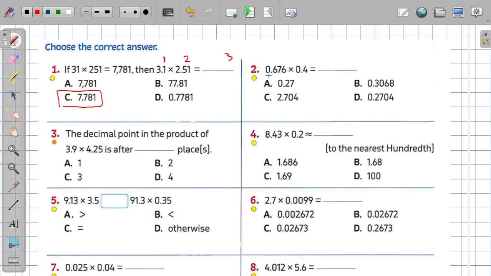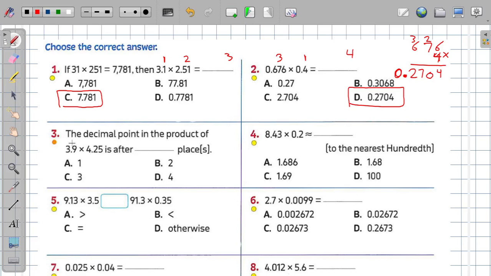Next, I have 0.676 times 0.4. So let's try to solve it without the decimal point. So I have 676 by 4. So 4 by 6 equals 24, so I will write 4 and carry up 2. 4 by 7 equals 28, plus 2 equals 30, so I will write 0 and carry up 3. 4 by 6 equals 24, plus 3 equals 27. So I have 2 and 7. But here I have 3 decimal places, and here I have 1 decimal place, so the answer will have 4 decimal places. So I will count 1, 2, 3, 4, and the decimal point will be right here. So I will write 0 in the ones place, so it will be 0.2704, or choice D.